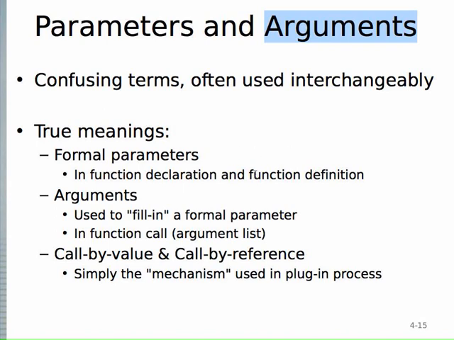When you look at the function, you see the parameters. When you look at where you call the function, that's when you should use the word argument. So arguments are what you fill in for a formal parameter when you call the function. So in the function call, you have a list of arguments, not a list of parameters. Call by value and call by reference are simply the mechanism used to plug in those inputs.